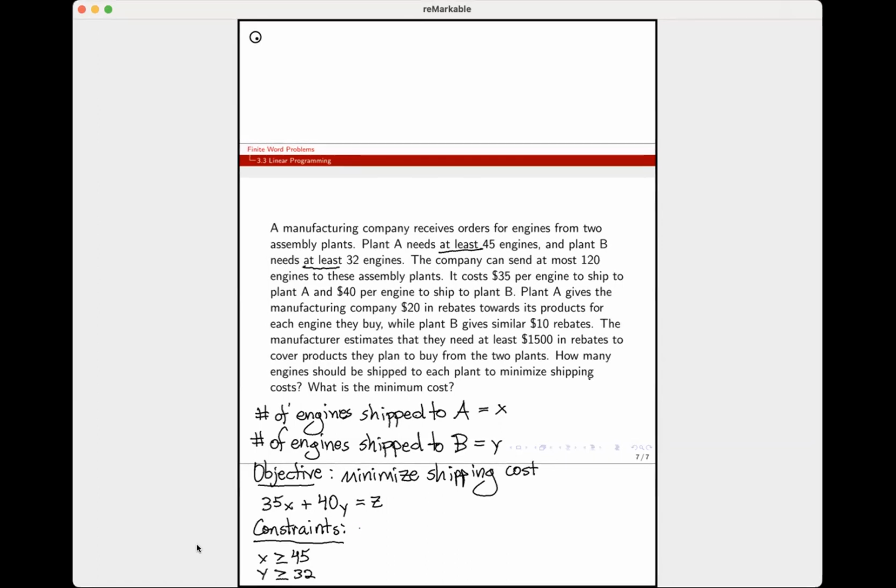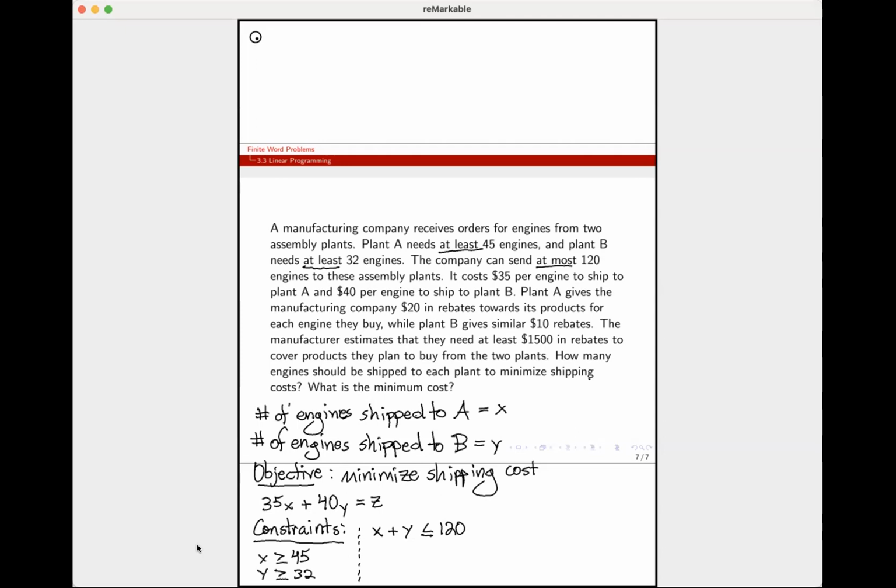All right, so far so good. Let's see, here's another statement in the next sentence. The company can send at most 120 engines to these assembly plants. So in total, the number of engines shipped to plant A plus the number of engines shipped to plant B has to be less than or equal to 120. So they can ship less than 120. They can still ship 120, but they can't ship more than that. So that's why I'm picking less than or equal to in this case. Okay, and the next sentence gives us our cost functions. We don't care about that anymore.